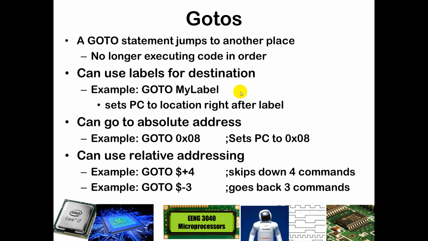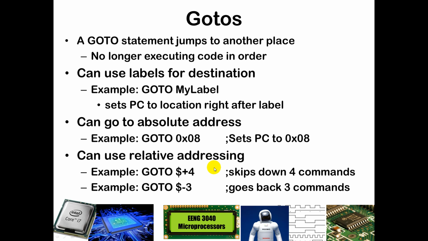You can also go to an absolute address. So if you happen to know where a particular line of code is in memory, you can say, I want to go to the command that is in memory location 8. This is very useful if you always want to go to one particular spot, but it can be quite dangerous if you happen to edit your code and insert a line of code in the middle, and then all of a sudden all of your absolute addresses are off. So I generally recommend either relative addressing or going to a label.